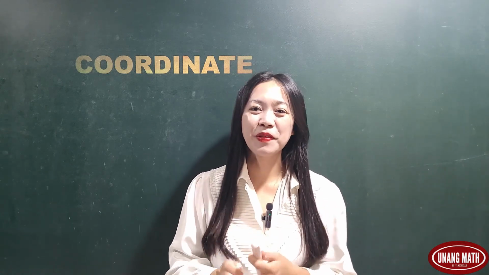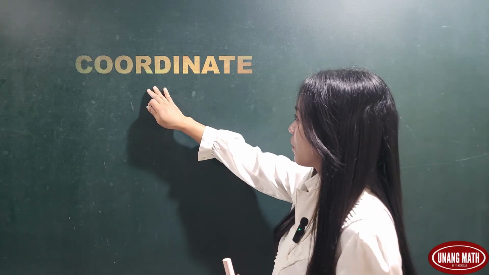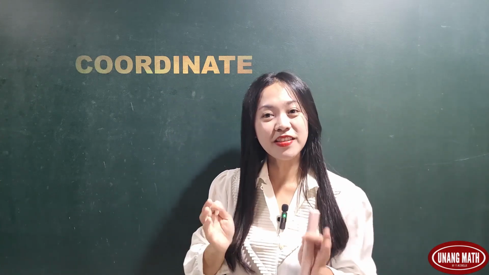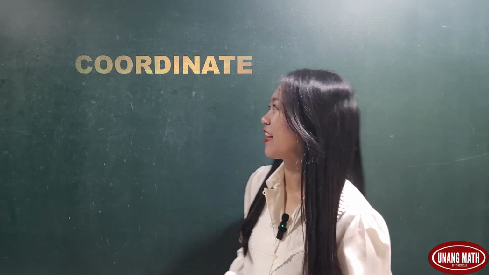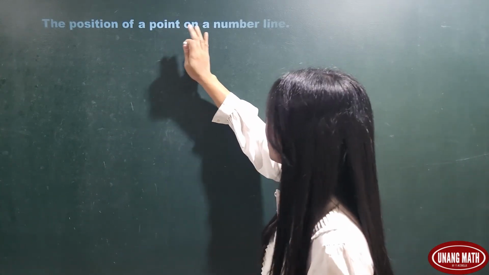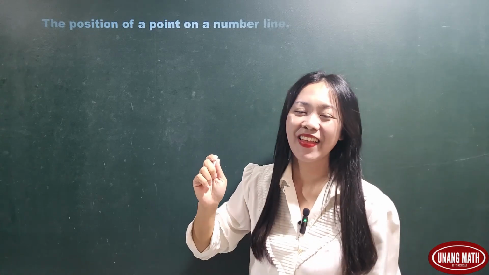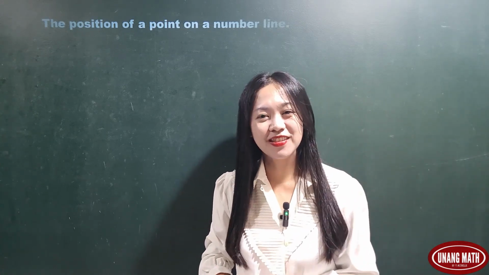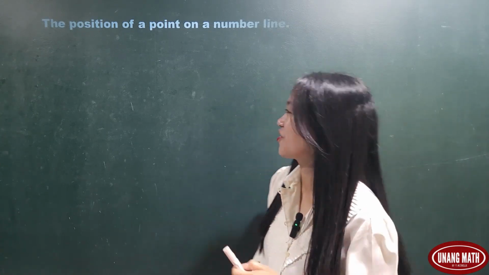In this episode, our lesson is about coordinate. What does it mean when we say coordinate? Coordinate is the position of a point on a number line. I will be explaining this concept using an illustration.